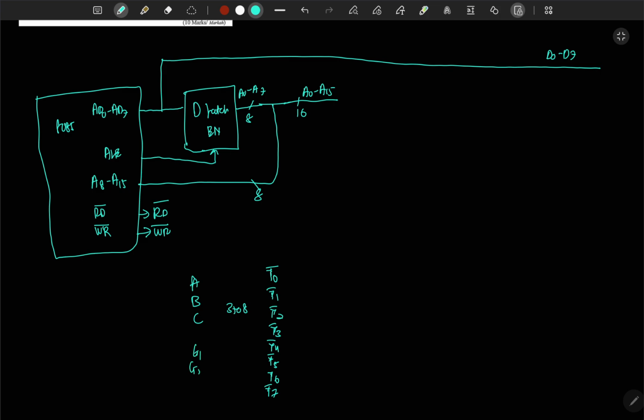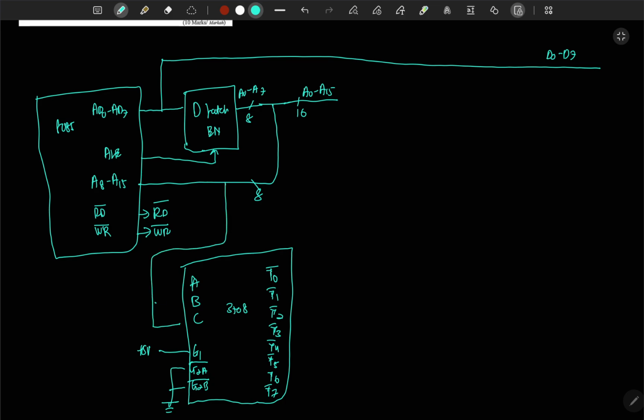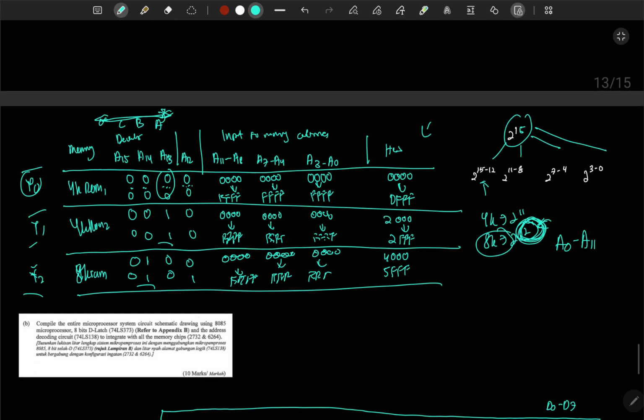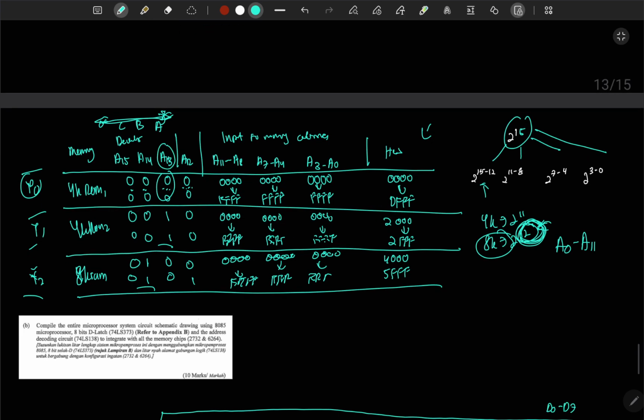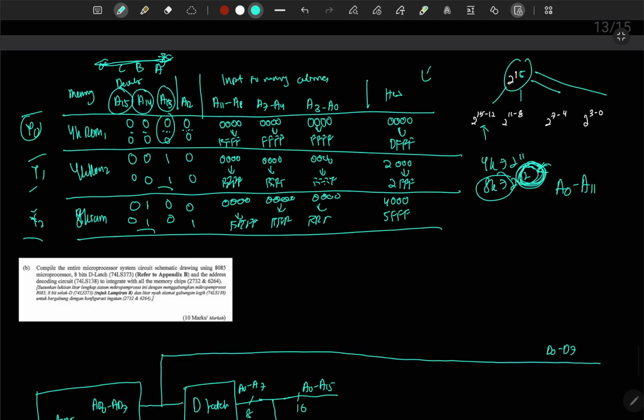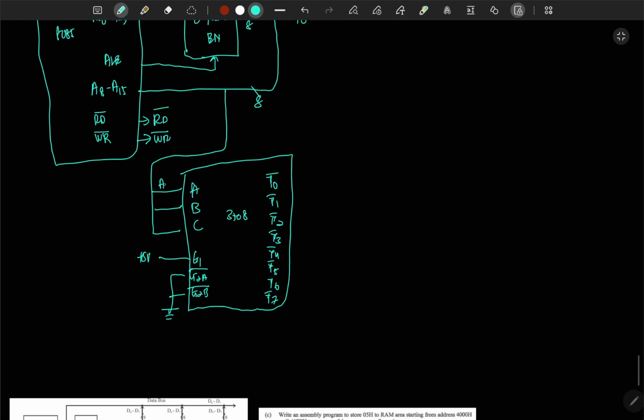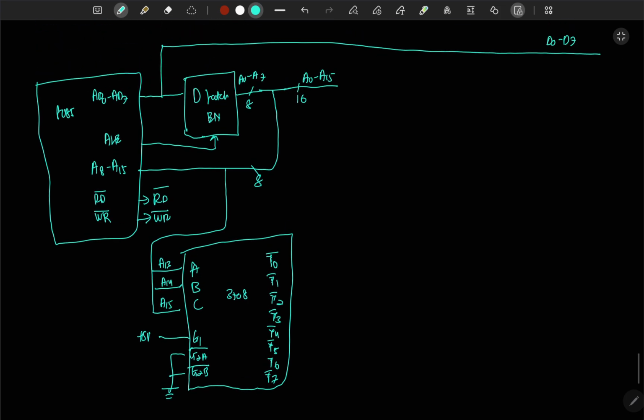Now we have G1, G2A bar, G2B bar. As said, this is connected to plus 5V and these both are connected to ground. Now from here pull A, B, C, but refer to the table. A is A13, B is A14, C is A15. So you need to write here A13, A14 and A15. Now the first thing that we're going to do is our 4K RAM 1.